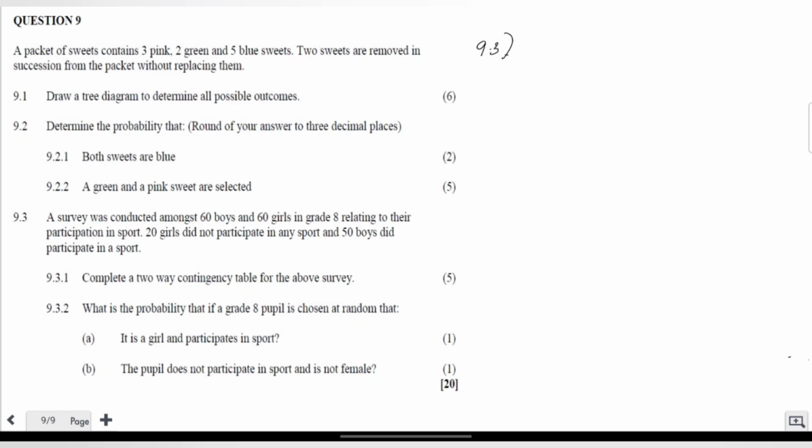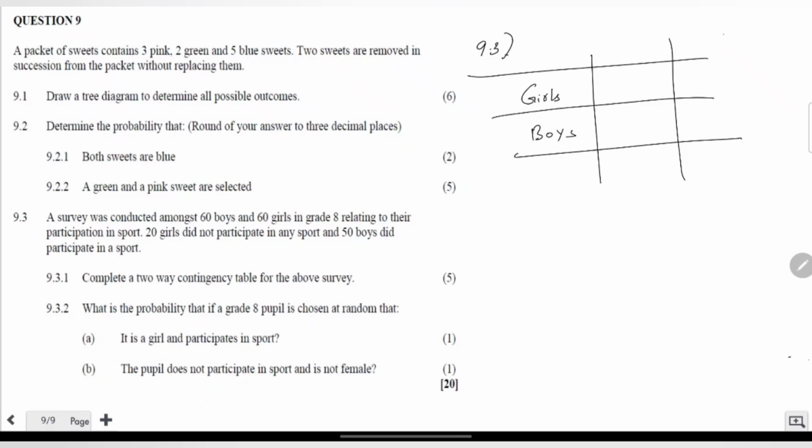Let me write boys and girls, boys, then column-wise sport and no sport. Okay, then this is the total. Now 60 boys and 60 girls, is it?